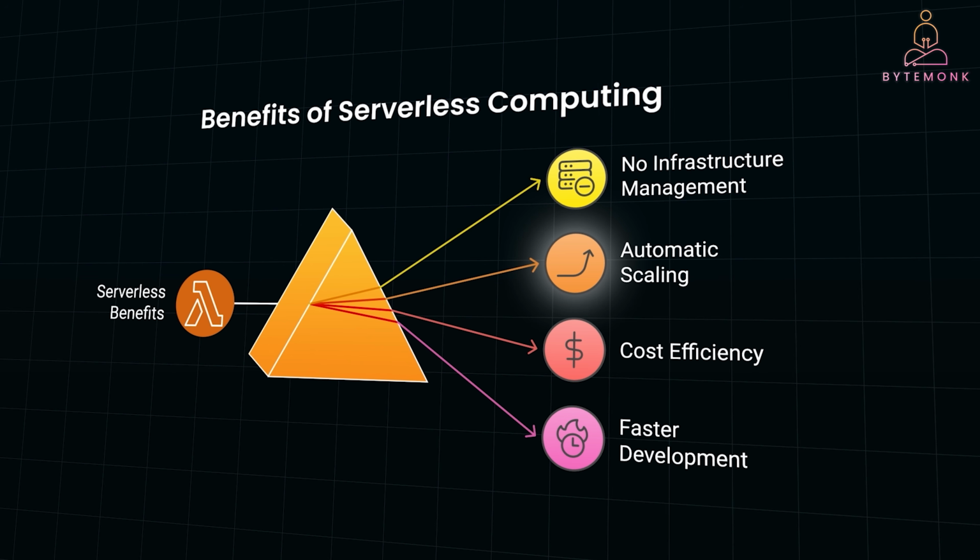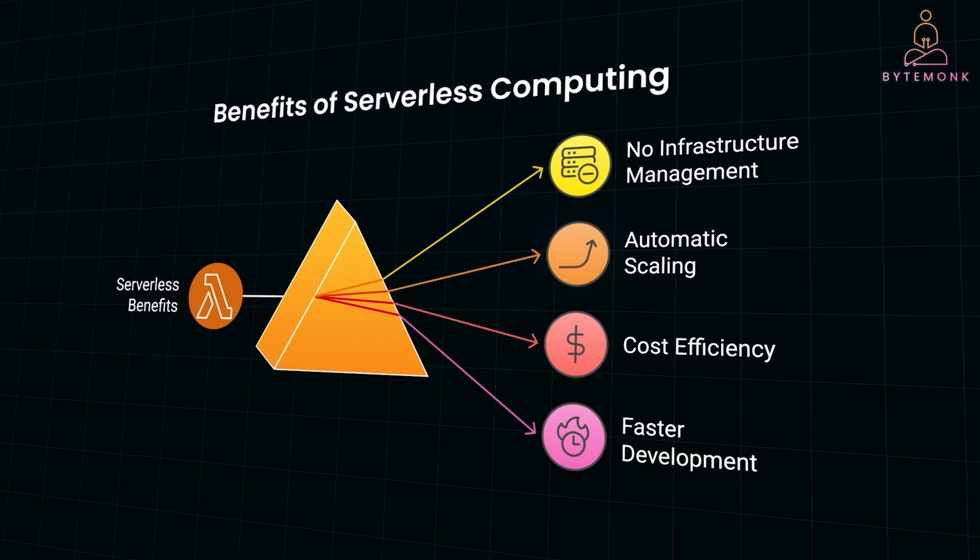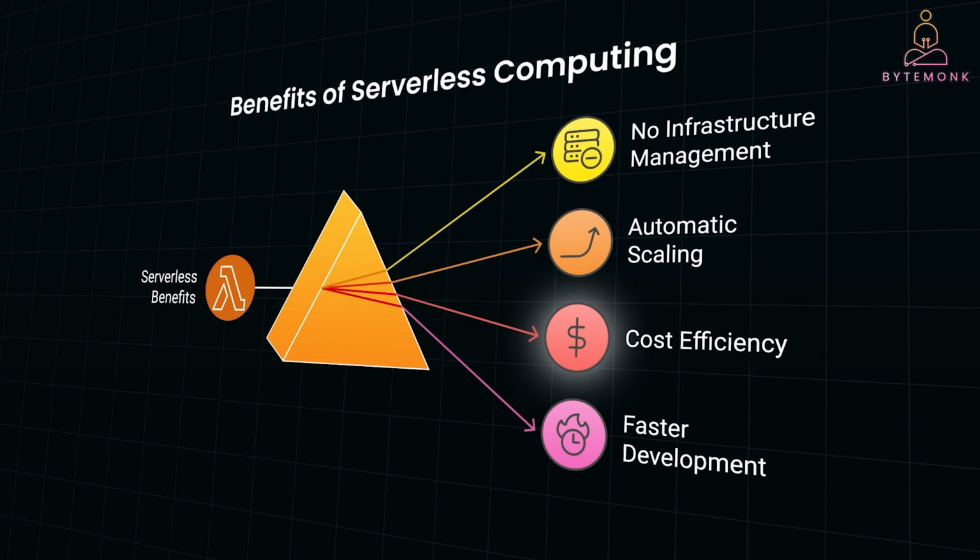Your application automatically scales based on the number of incoming requests, ensuring that your app is always available and responsive. In a traditional environment, you pay for running servers, whether they are being used or not. With serverless, you pay only when your code runs. For example, AWS Lambda charges you only for the exact time your function is executing.